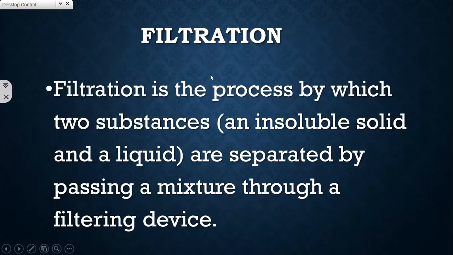And the next technique is filtration. It is used when two substances like an insoluble solid and a liquid are separated by passing the mixture through a filtering device. When it uses a filtering device, then that technique is known as filtration. It may be either a strainer or filter paper. Strainer is what your mom uses to remove tea leaves or pulp from fruit juices, and that technique is known as filtration.